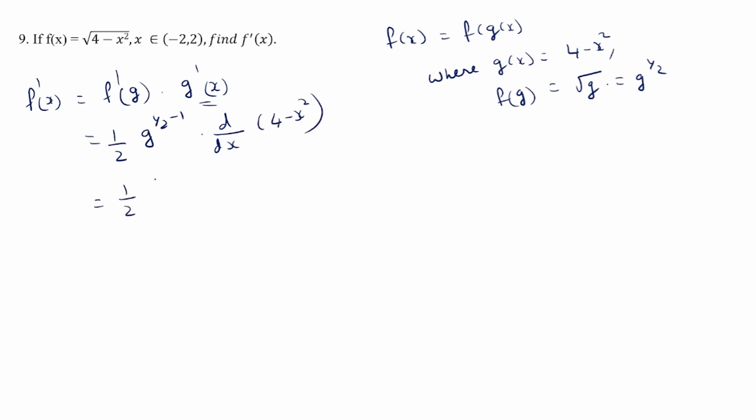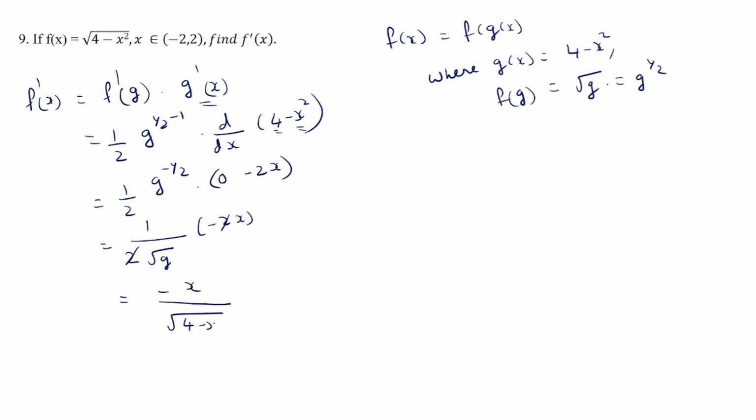Now this is equal to half into g raised to minus half into the derivative of 4 minus x square. The derivative of 4 is 0 and the derivative of minus x square is minus 2x. So this is equal to 1 by 2 into root g into minus 2x. So this 2 will go. G of x is nothing but 4 minus x square. So this is equal to minus x by root of 4 minus x square.